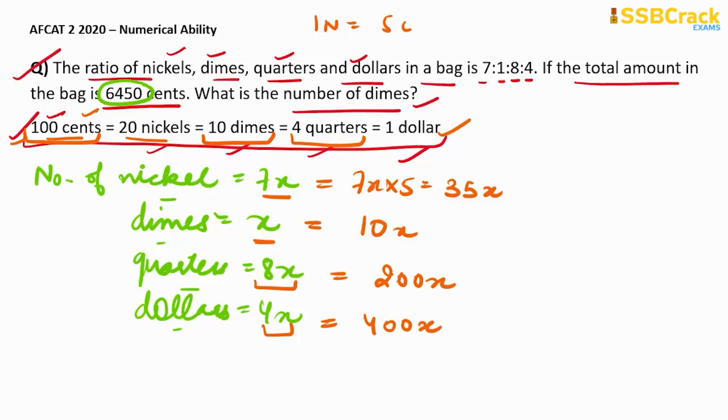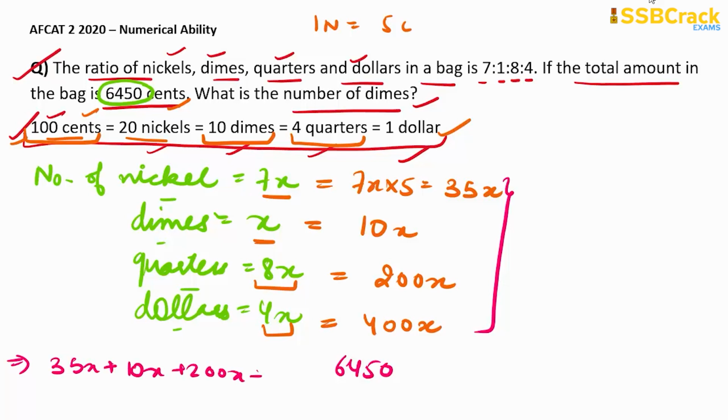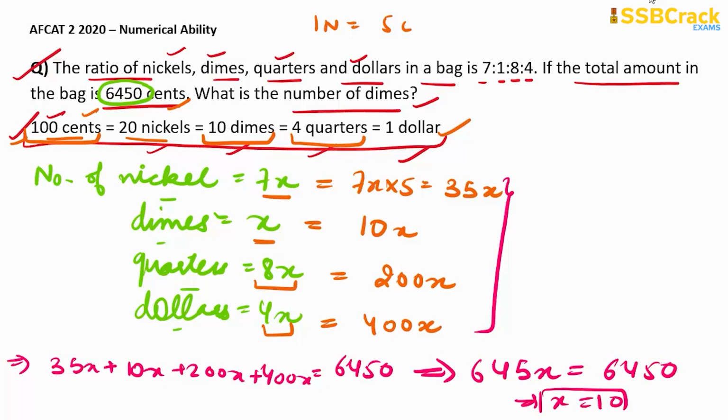Now it is given that the total amount in the bag is 6450 cents. So the sum of these values is given to be 6450 cents, right? This implies 35x plus 10x plus 200x plus 400x is equal to 6450, which implies 645x is equal to 6450. This implies x is equal to 10, right?